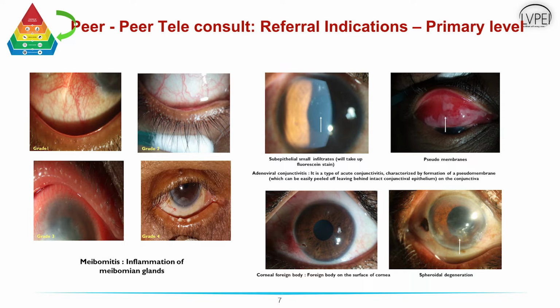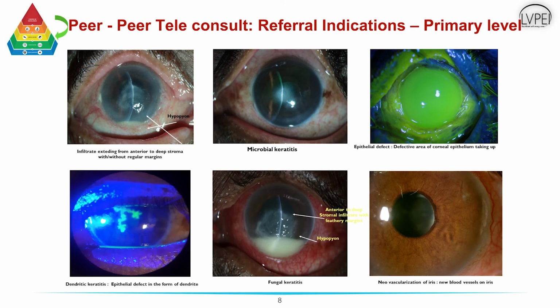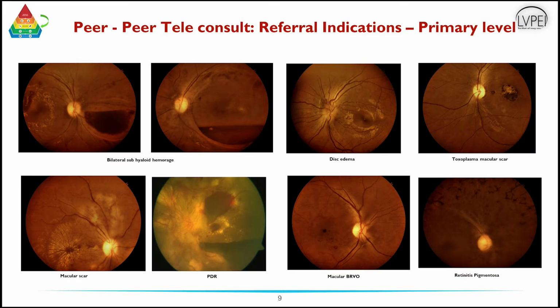These referral guidelines were reinforced through periodic workshops for vision technicians. Various forms of keratitis and the neovascularization of the iris are also part of these referral indications. The referral guidelines are also available on the tablets of vision technicians. Both anterior and posterior segment indications are shared through pictures.